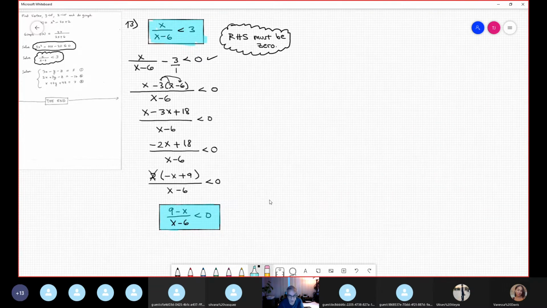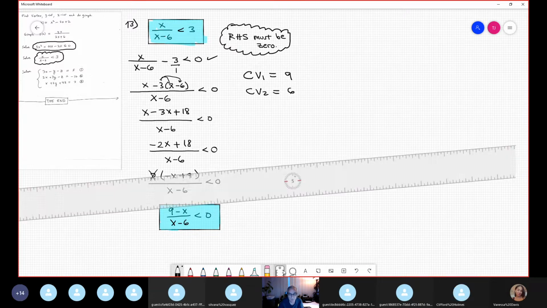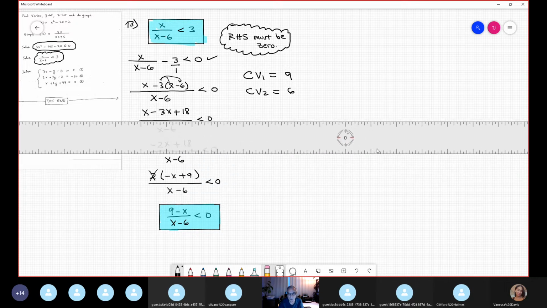Okay, so look at that expression, it's super easy to identify. Okay, we have 2 critical values. Critical value 1 is 9. Remember, the critical value is the value that makes 0 the top and the bottom. And critical value 2 is 6. Okay, let's do the partition of the real number line using 6 and 9.